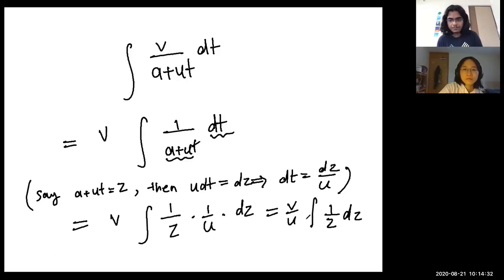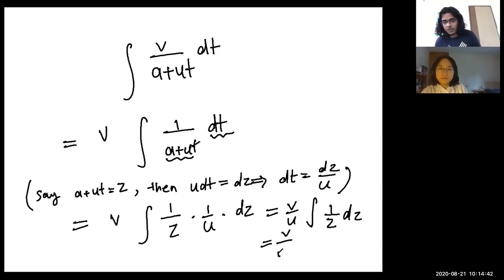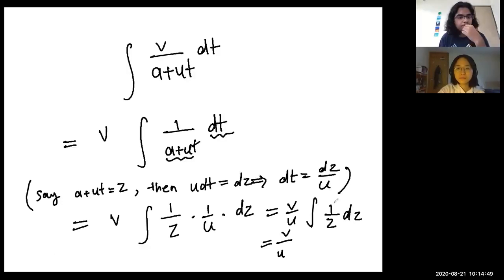Right? So we have v over u, integration of 1 over z. What is the integration of 1 over z? Someone in the chat. Yes, it's ln z. So now this is the integration you have.